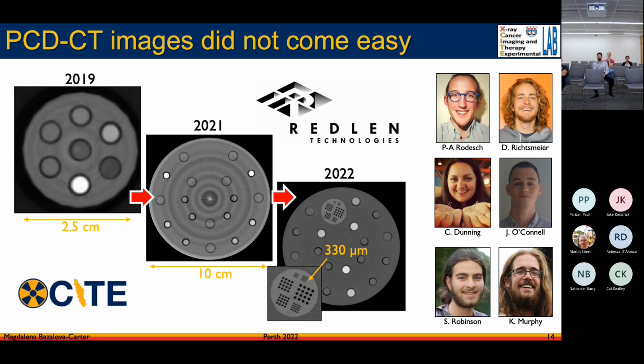And I would have to say that PCT-CT images did not come easy at all. So the very first images in 2019 looked like this. It was only a 2.5 centimeter diameter phantom. So we had to basically set the X-ray source, detector, and phantom, and then scan 360 degrees. Then we had to move the phantom slightly, rotate again, move it again, and rotate again. If you're familiar with CT history, it would be sort of called the second generation CT. So very painful for data acquisition and image reconstruction as well.